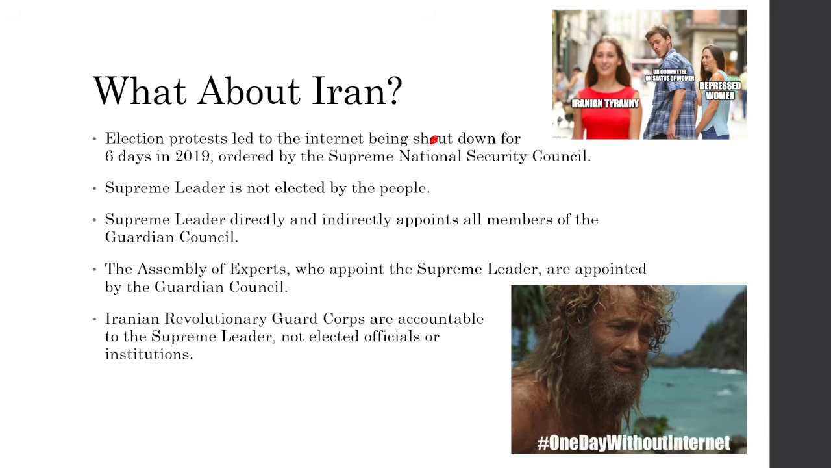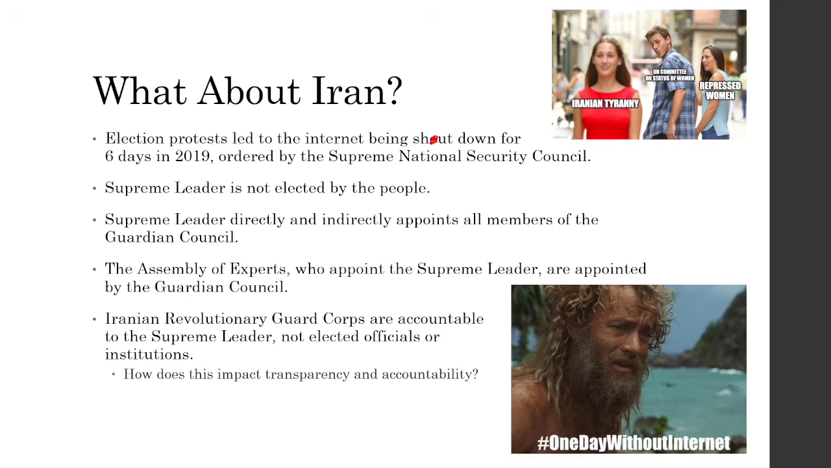Like I said, the supreme leader is not elected by the people, and this Revolutionary Guard Corps is not accountable to any elected body of the people. It's accountable to the supreme leader. So it's not really representing the interests of the people. So it's not very democratic.